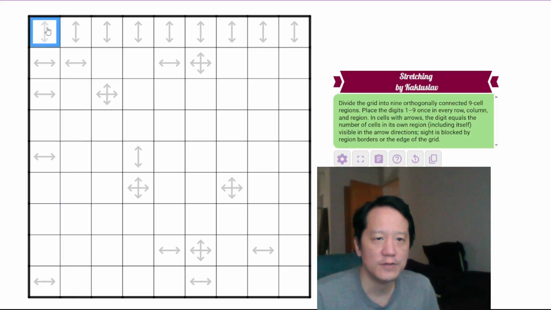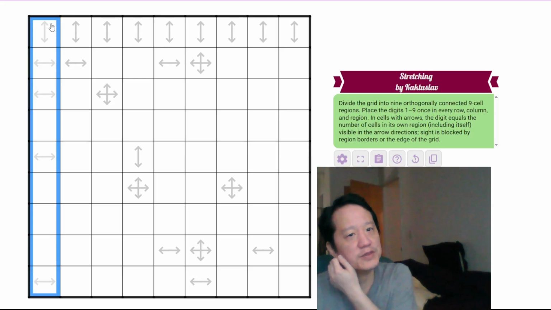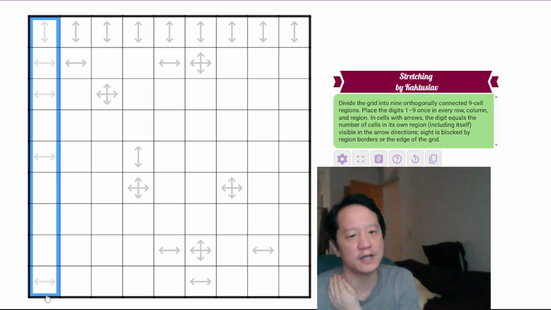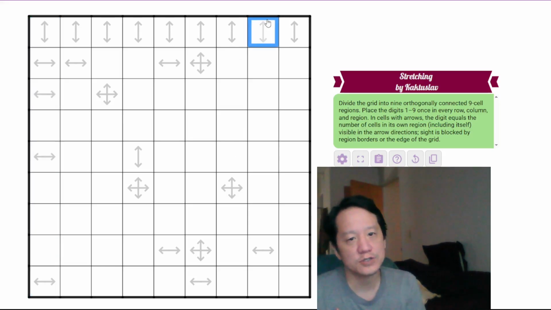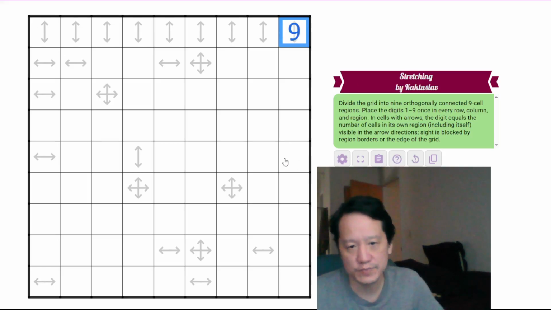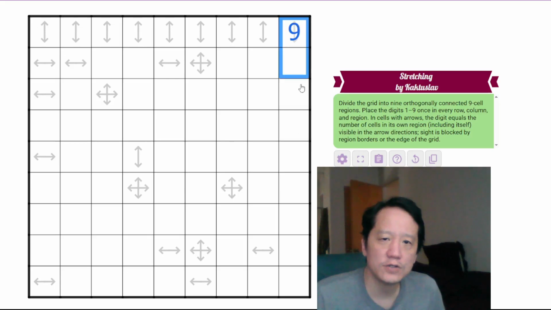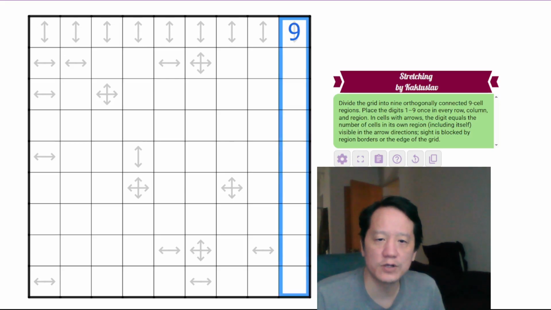If 9 is here, this forms one region because it's 9 cells, but then this cell would also have to say 9 cells in its region. So none of these can be 9, which means 9 is here. So this is 9 here. We'll mark that as blue. I guess we could make it orange, though. Make it orange. So that's done as a region.